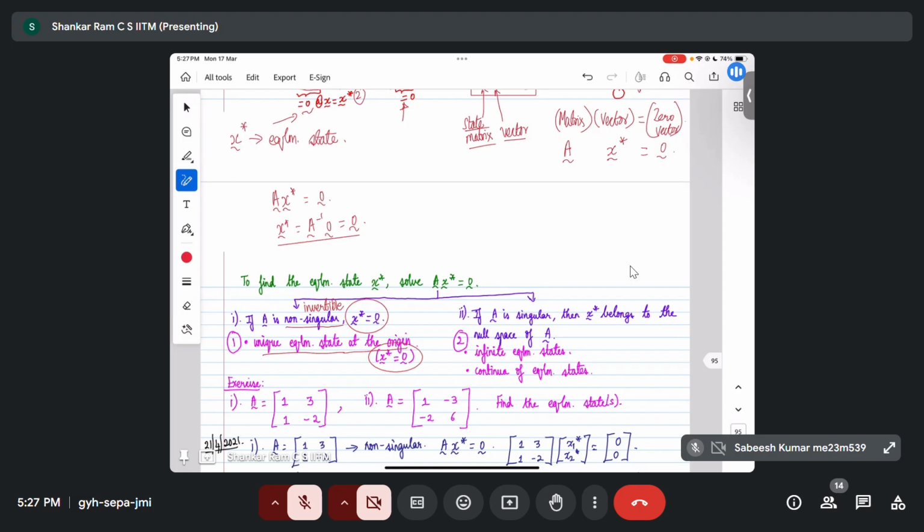Now, if the matrix A is singular, that means it is non-invertible, then x star belongs to what is called the null space of A. We will not worry about these details, but I'm just giving you the fact. So the state matrix A can also be singular, which means we are not able to take its inverse. Then we have an infinite number of equilibrium states, a continuous set of equilibrium states, which belong to the so-called null space of the matrix A.